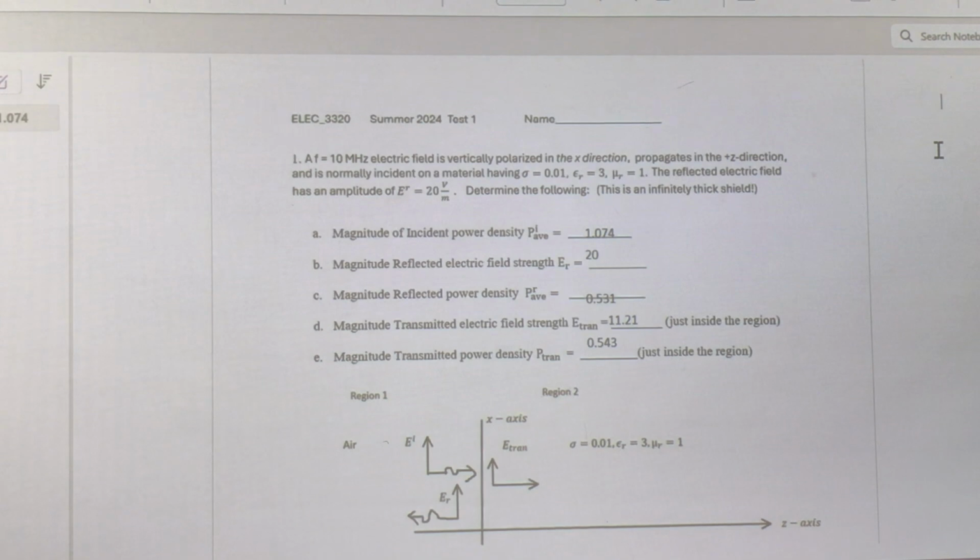Reflected electric field has an amplitude of 20 volts. Determine the following. So it's kind of a problem. I didn't make it a shield with a certain thickness or anything. This is a simple problem, a reduced difficulty problem. So the first thing you have to do is get eta 2.